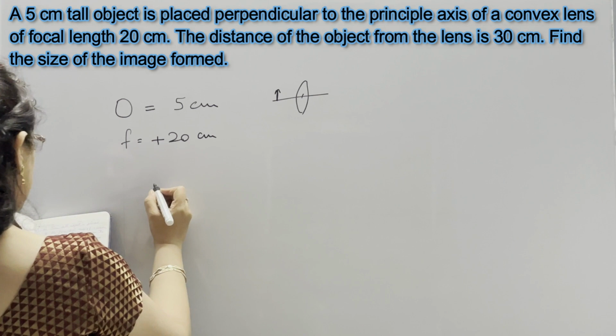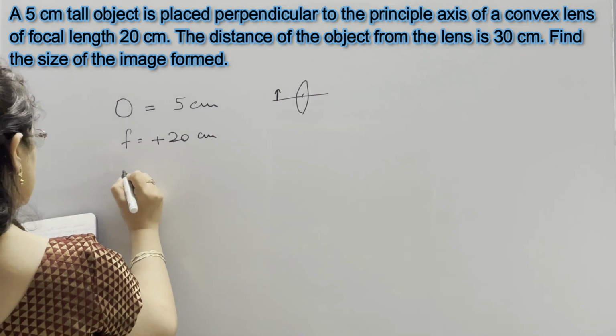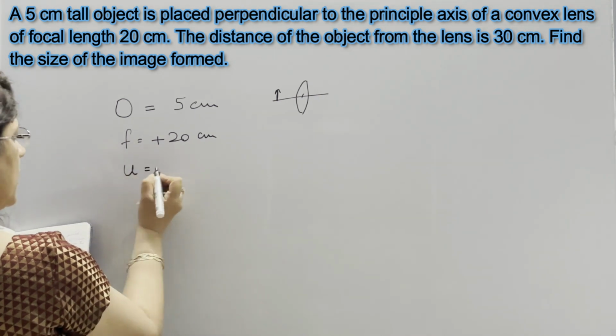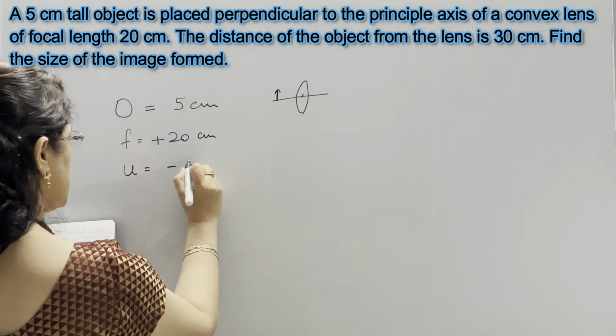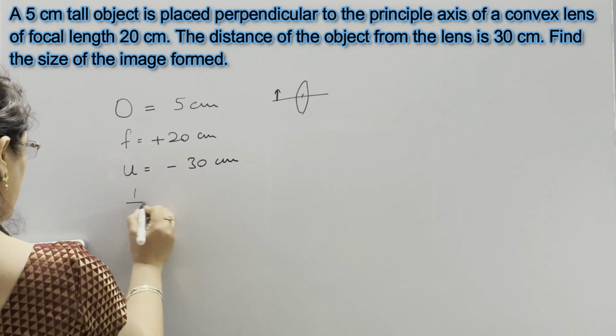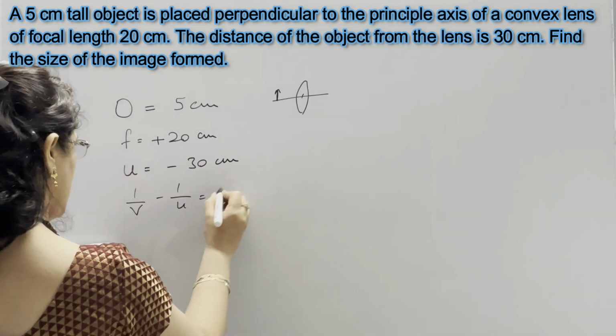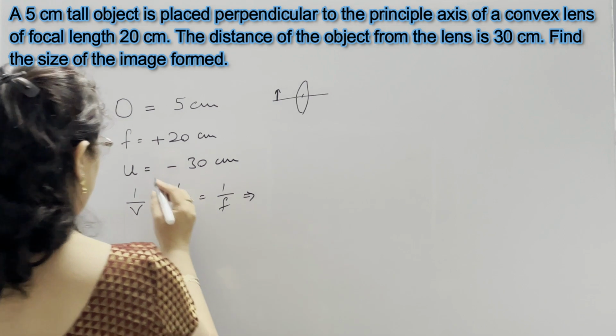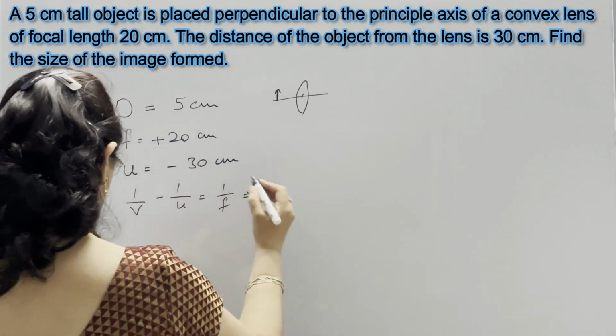Now, the distance of the object from the lens is 30 centimeter. It means u, object distance, is 30 centimeter but on the left hand side, so minus 30 centimeter. Now we are using the formula 1 by v minus 1 by u is equal to 1 by f. First we have to calculate the value of v here.